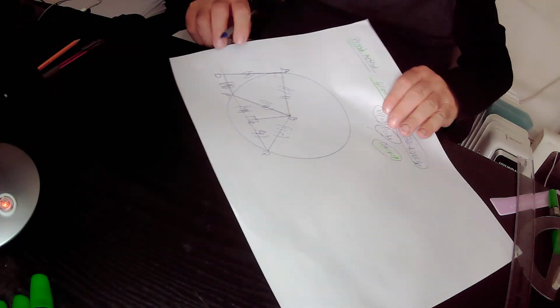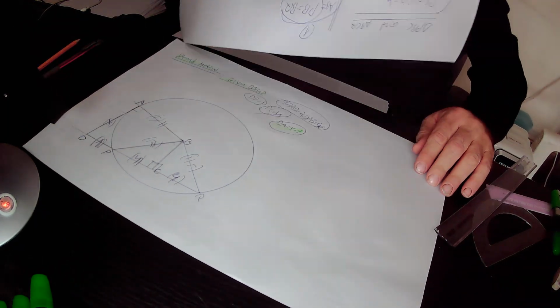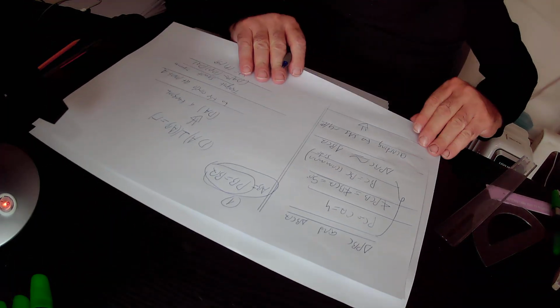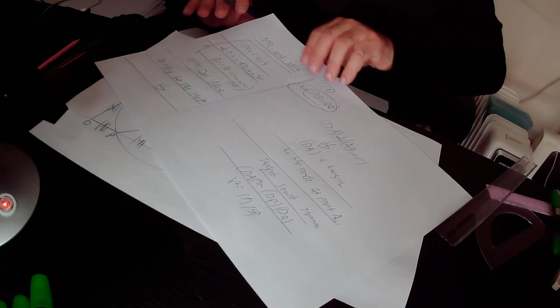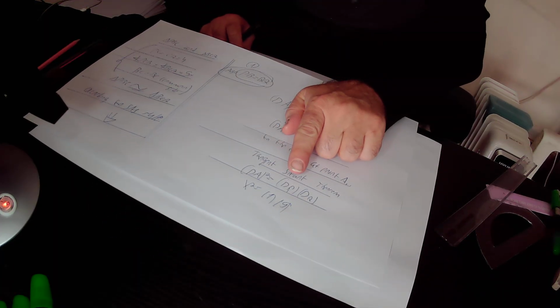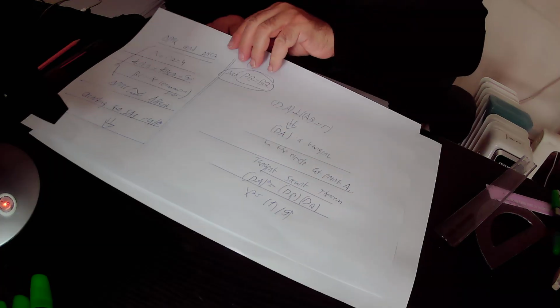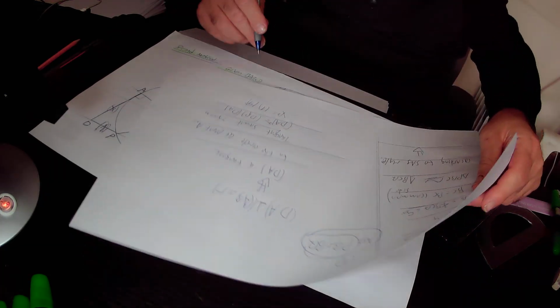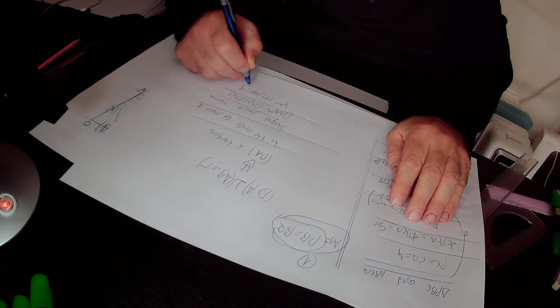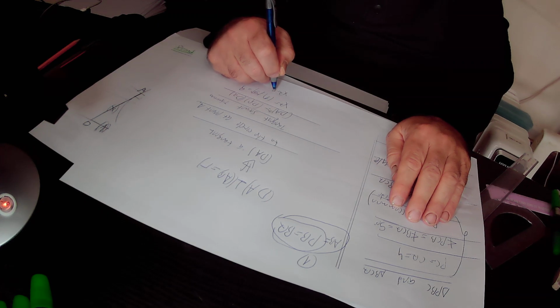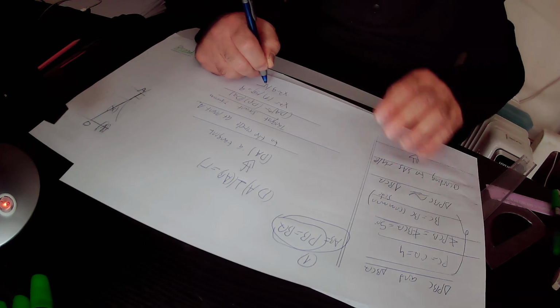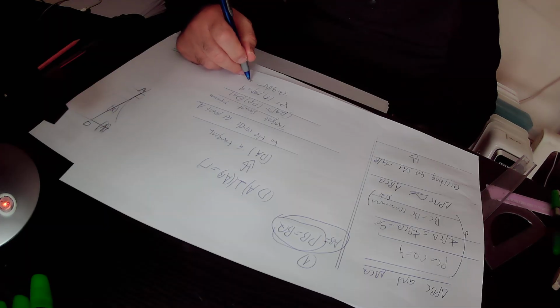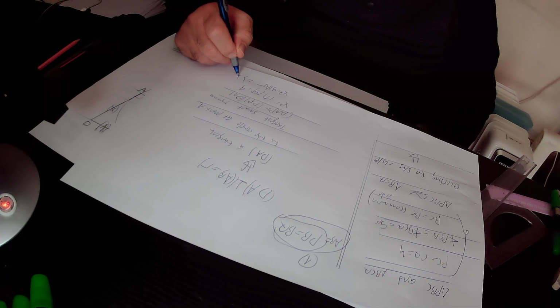So in total, we found out that x squared equals 1 times 9, that is 9. x squared equals 9. Here we take the square root of this equation, and finally we get that x equals the square root of 9, that is 3.